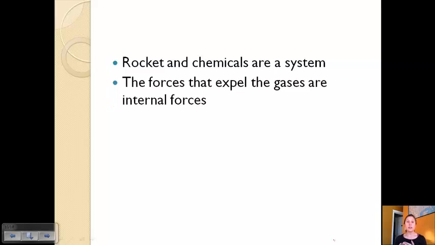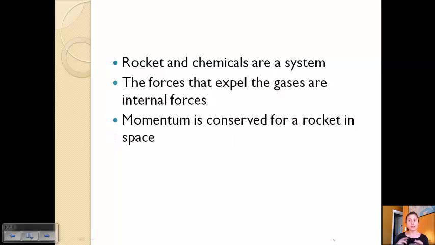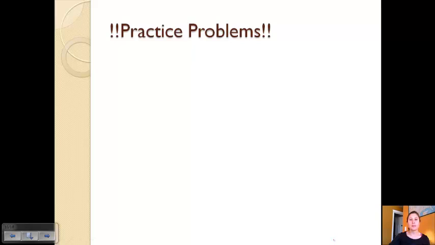So the forces that expel the gases are internal forces. So we have this combustion reaction, we produce these gases, the gases push against the rocket, and the rocket pushes down against the gases, and that's what propels the rocket forward. So momentum is conserved for the rocket in space due to that internal system.